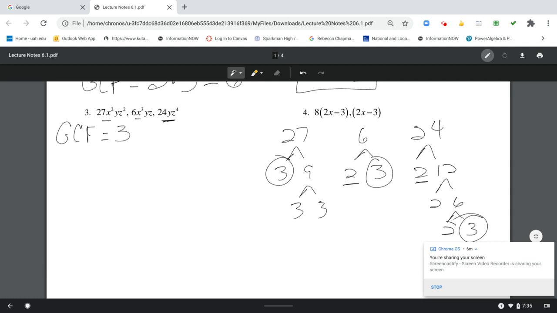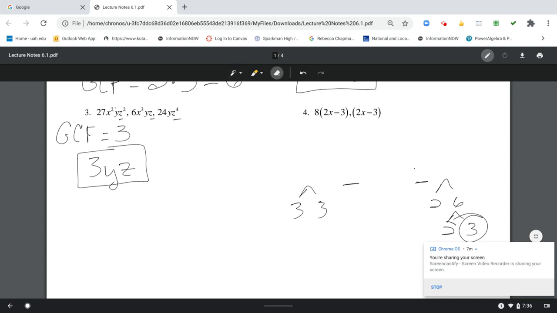Okay. Now, the next thing I do is I move to the next variable, which is y. The smallest y I have is y to the first power. All three of those have nothing but y to the first power. And then if you notice, all three terms have a z. You take the smallest power, which would be just z to the first power. So therefore, my common factor for number 3 would be 3yz.